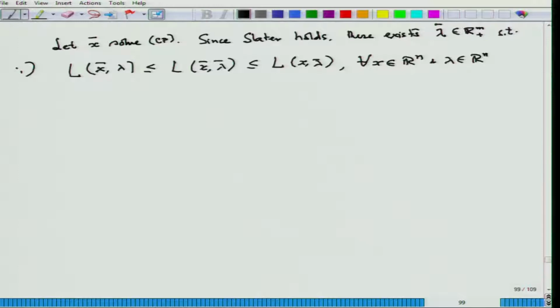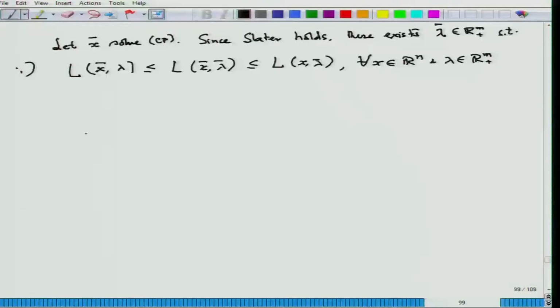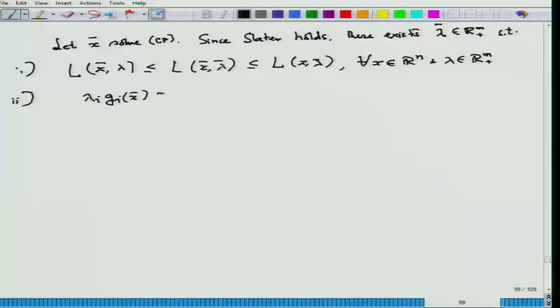I do not mention what a Lagrangian is again, because you have seen the term for quite a long time and should know immediately that this is nothing but f(x) plus lambda 1 g 1(x), plus lambda 2 g 2(x), plus lambda 3 g 3(x) plus so on. And the second condition, which is called the complementary slackness condition, tells us that both lambda i bar and g i(x bar) cannot hold with strict inequality at the same time.